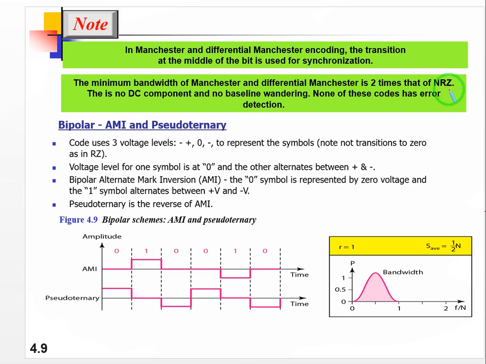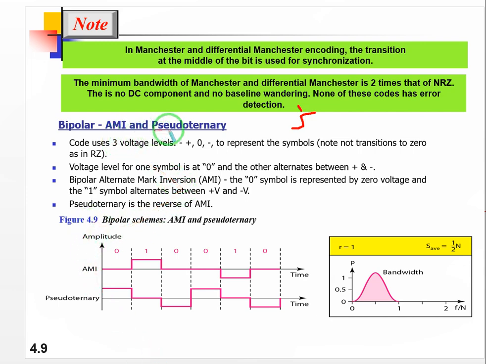In non-return to zero we have just one component for a whole bit, and in Manchester and differential Manchester we distribute a bit into two forms, with a transition in the middle, so there are two data elements, two signal elements, for one data bit. Okay. Again, coming to another line coding scheme, which is bipolar.